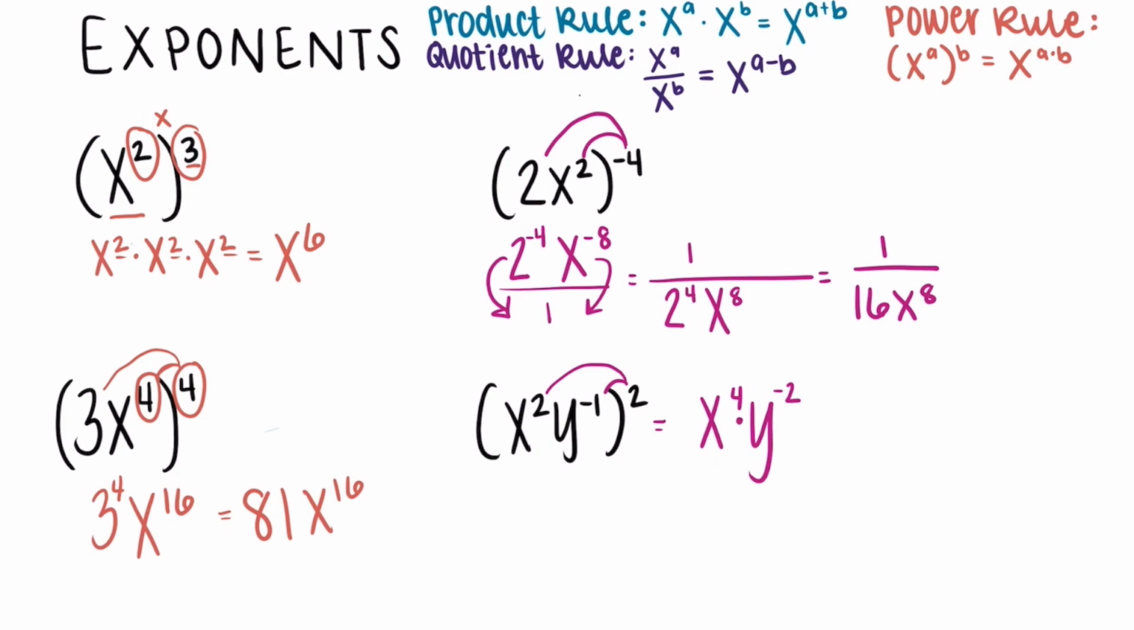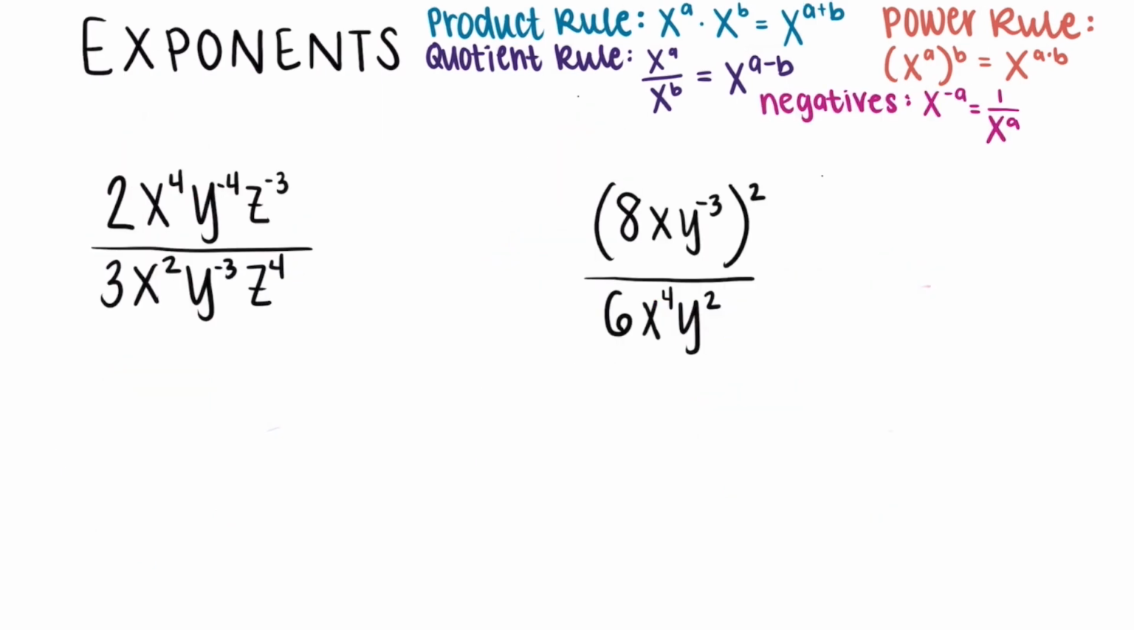However, I can get rid of that negative exponent by moving it to the bottom of my fraction. If there's nothing under there, there's an imaginary 1. I'm going to move that to the bottom, and so I have that x to the 4th on top, and then when I move it to the bottom, it becomes y to the positive 2. So basically, if you have a negative exponent, if it's on the top, you're going to move it to the bottom to make it positive. If it's on the bottom, you're going to move it to the top to make it positive.